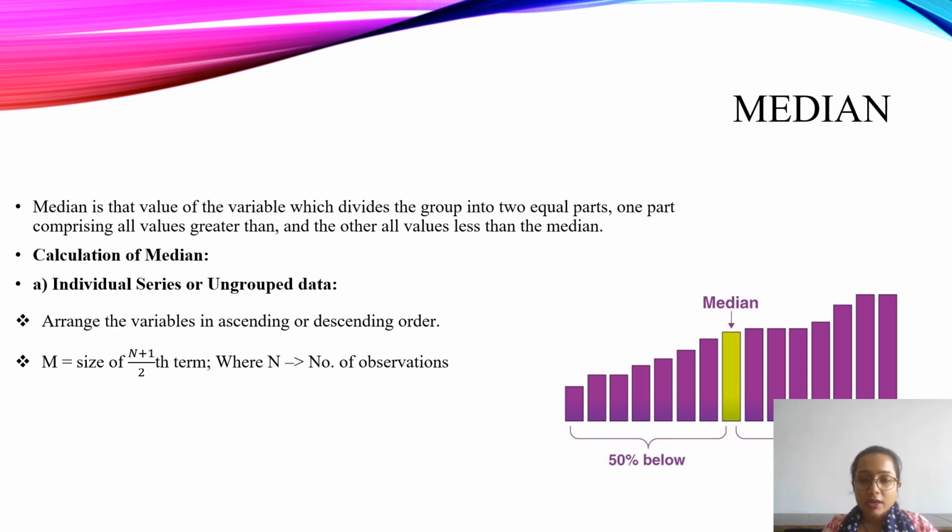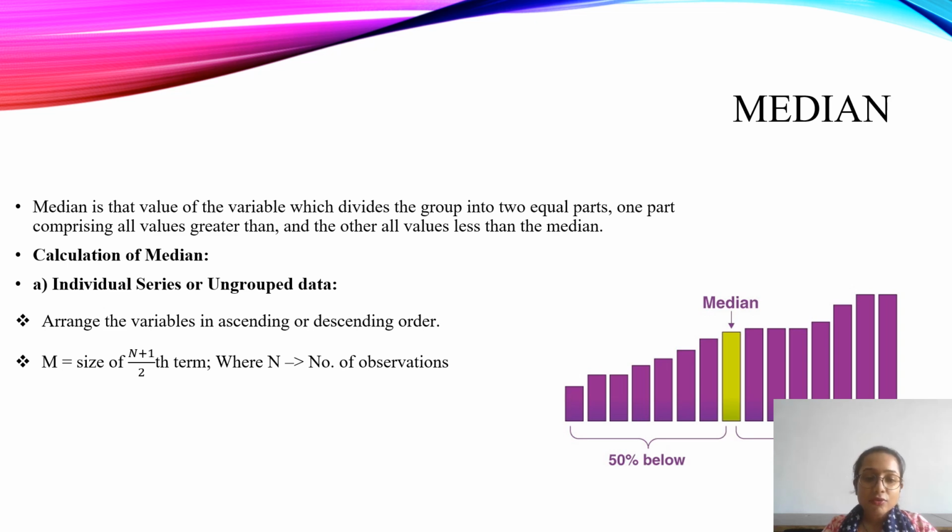Okay, now again, as I have already told you, there are two kinds of data in the calculation. First is ungrouped, second one is grouped. Firstly, we will discuss the ungrouped data. In the ungrouped data, there are some steps to calculate the median. First, we have to arrange all the variables in ascending or descending order.